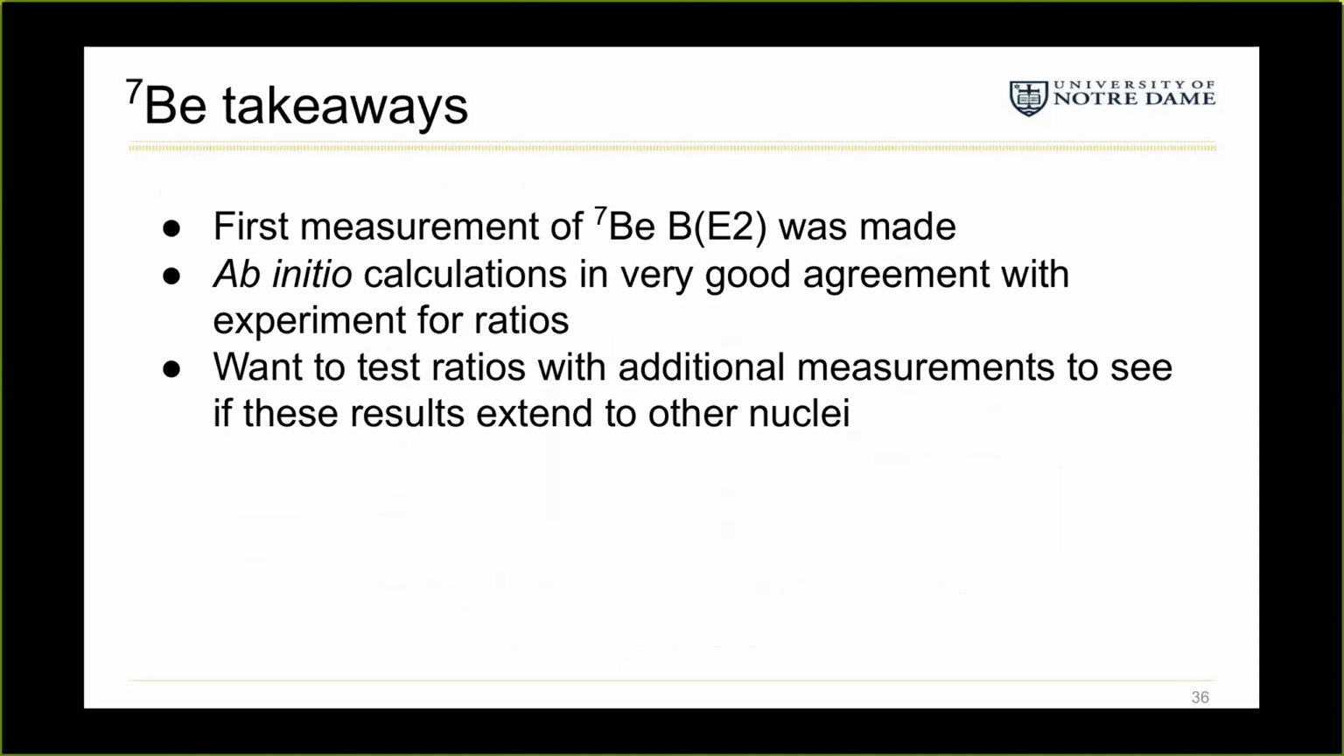Okay, so just some takeaways from this beryllium 7 experiment. The very first measurement of this beryllium 7 Be2 was made. The ab initio calculations are in very good agreement with the experiment, especially for the ratios. And now we discovered this ratio comparison, which seemed to work a little bit better to grant faster convergence than just a Be2 measurement. We're now interested to see if this sort of comparison can be extended to other nuclei. Does this help these convergence problems in other nuclei as well? Is it something specific to beryllium 7 and lithium 7? As of this experiment, we didn't know, but we were excited to find out more.